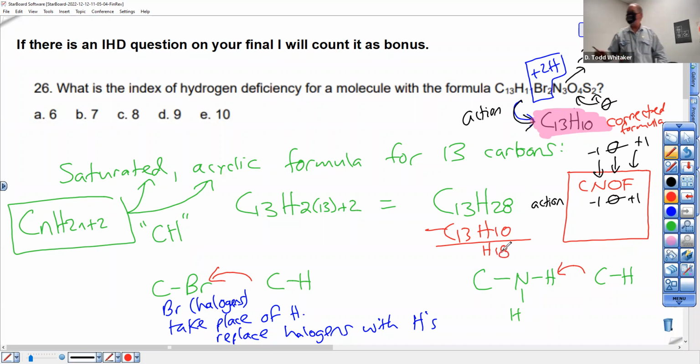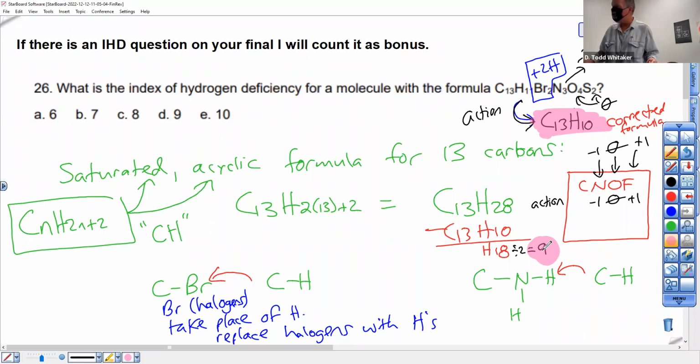Okay. IHD is a measure of how many pairs of hydrogen are missing from a formula. So when there are no hydrogens missing from the formula, it's C13H28. When there are 9 pairs missing, it will be C13H10. 9 pairs of H's. How do you know? Because half of 18 is 9. Final answer. Pairs of H's, not single H's, missing. And the only meaning of this is this.